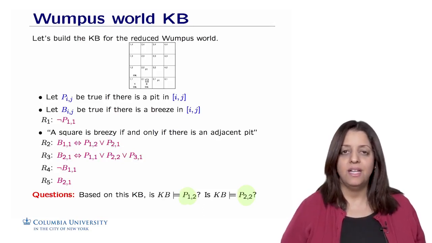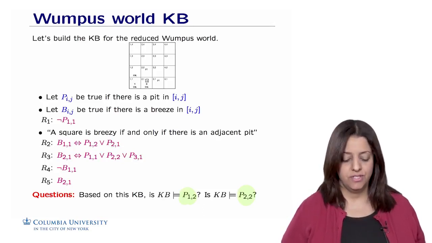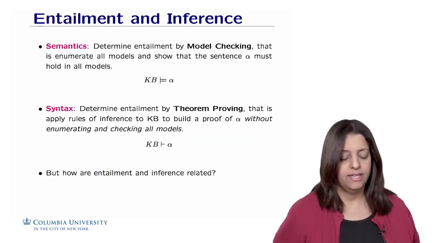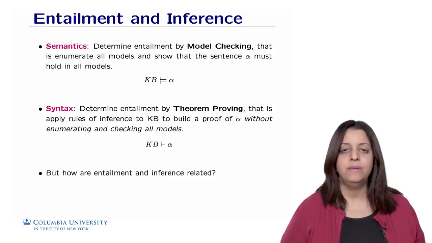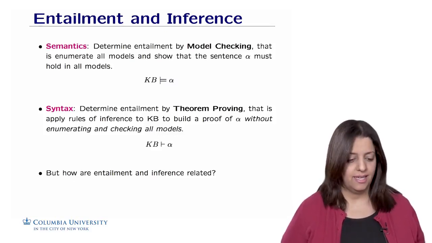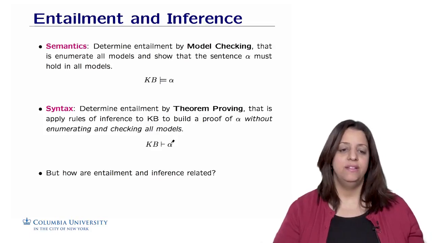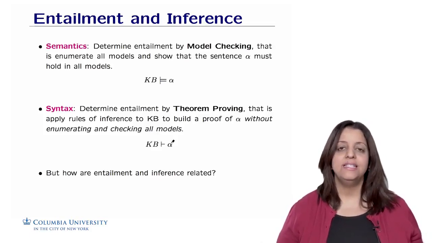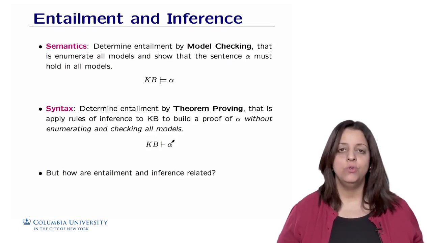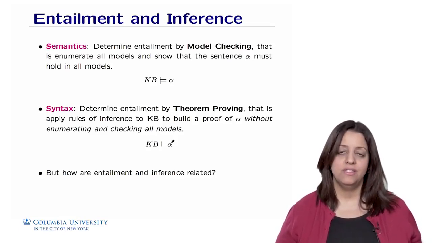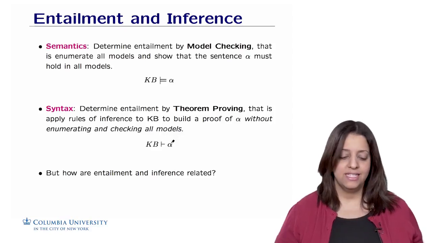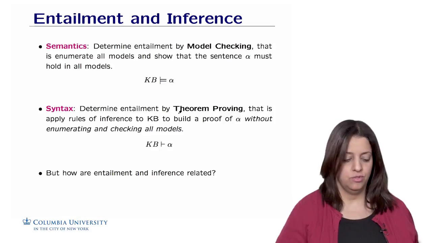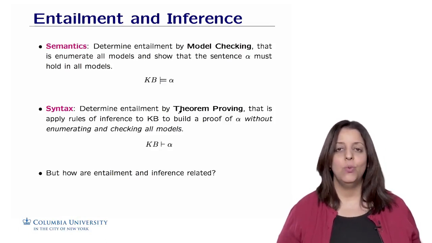But in the meantime, let's first clarify what's entailment versus inference. It's important to take a break here and to express again entailment and inference in terms of semantics and syntax. Semantics goes along with entailment. Entailment means determining, by model checking, whether a sentence alpha must hold in all models in which KB is true. So we like to write it as KB models alpha, meaning is alpha true whenever KB is true.